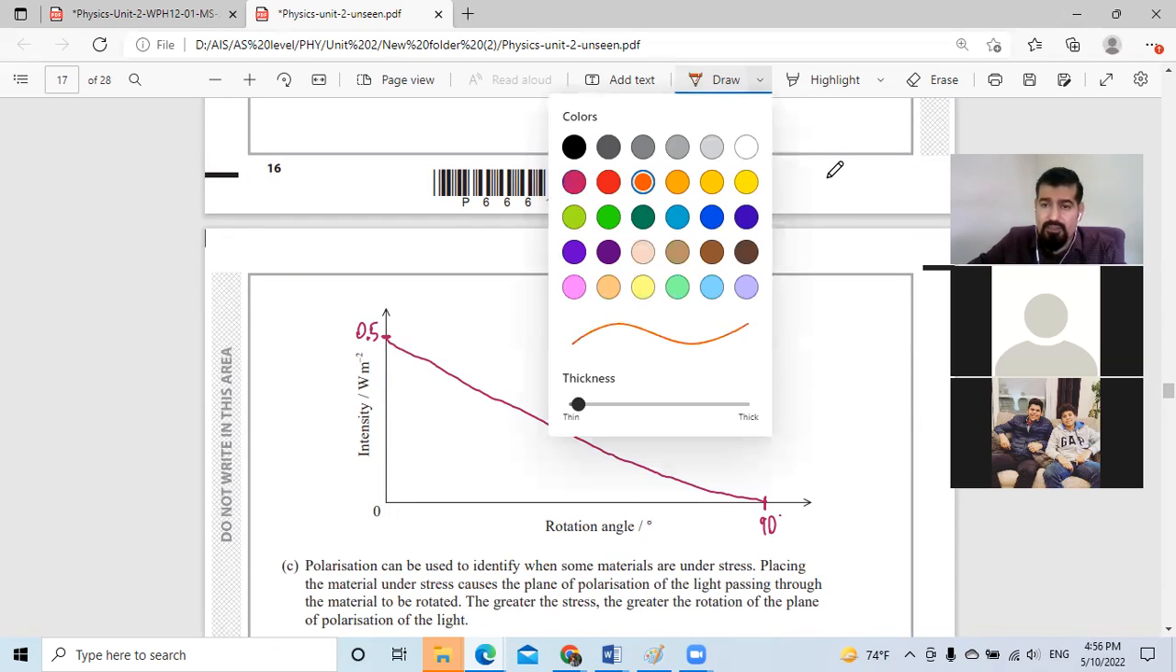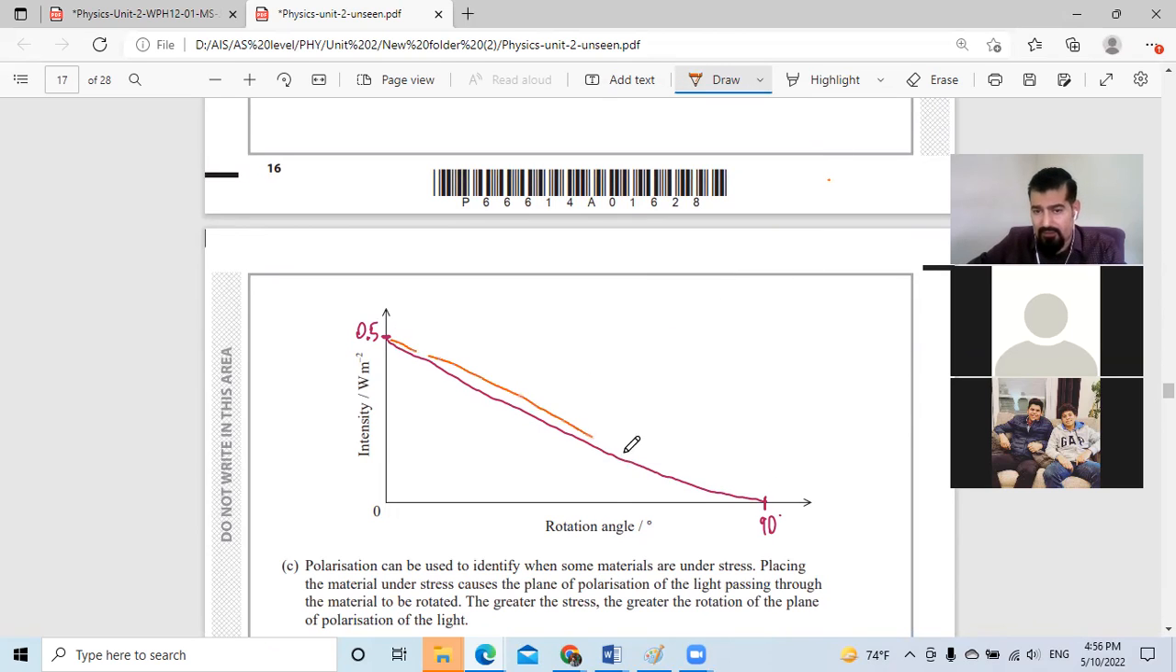Can we draw it a straight line? Yes, you can draw it a straight line. I think they didn't mention it. Okay, can we curve it like this? Yes, we can. But it's still decreased from what?